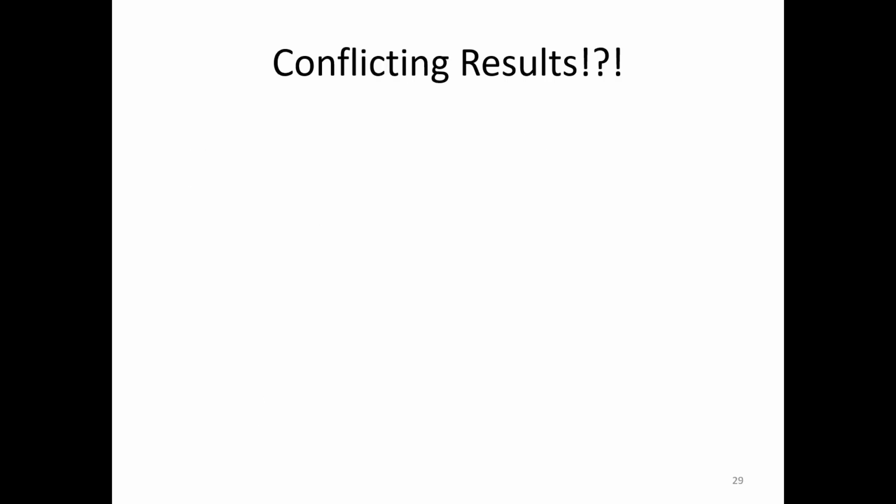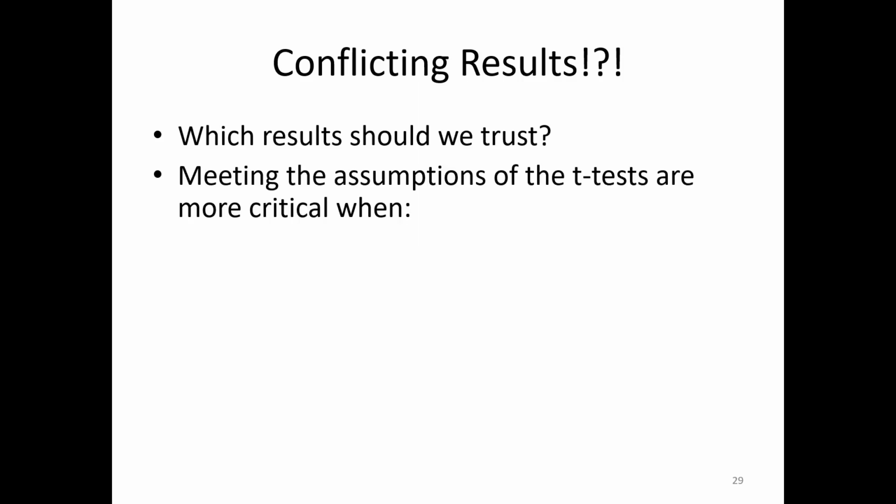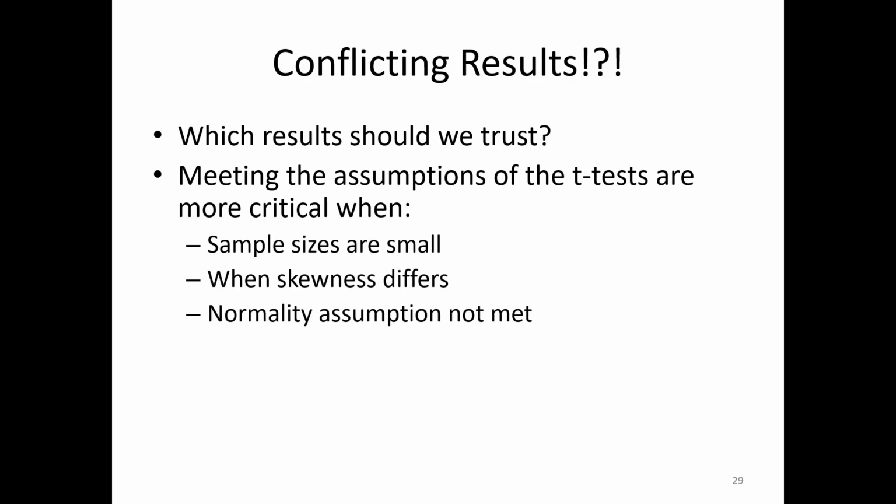So we have conflicting results, right? We found a very small p-value, highly suggestive when we ran the t-test on the original data. But then we logged the data and got different results. We didn't find a difference. Which one do I trust? What do we think is more valid? So meeting the assumptions of the t-tests are more critical when sample sizes are small, when skewness differs, normality assumptions not met, right? And so I would probably, if I were a betting person, put more weight on the analysis using the logged data than the original data.